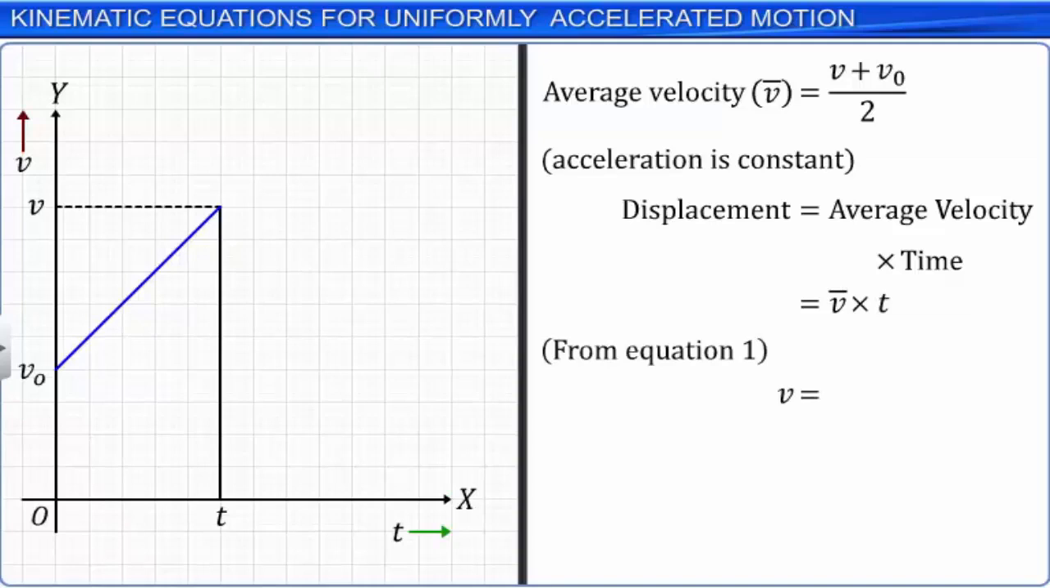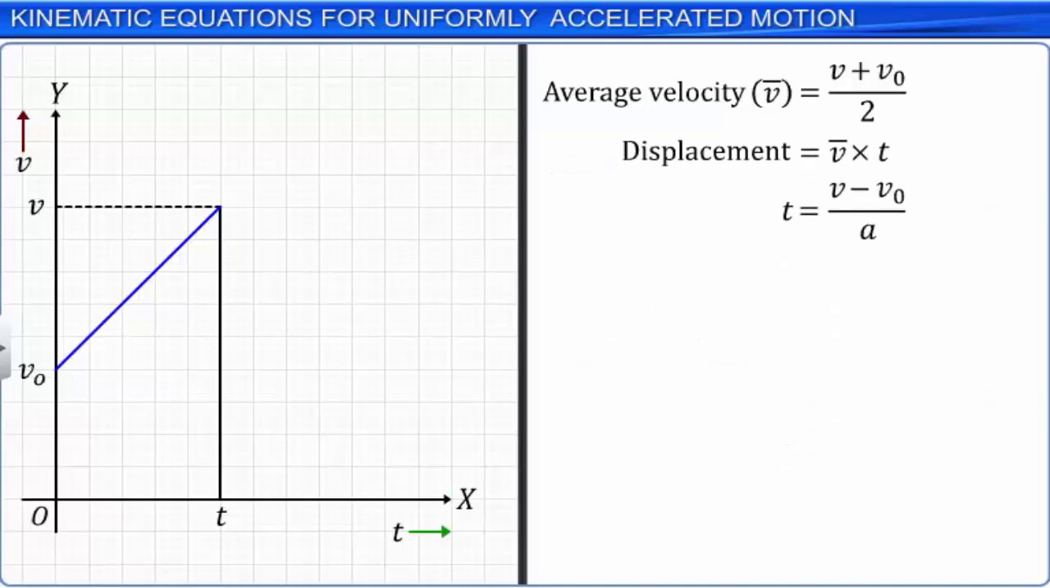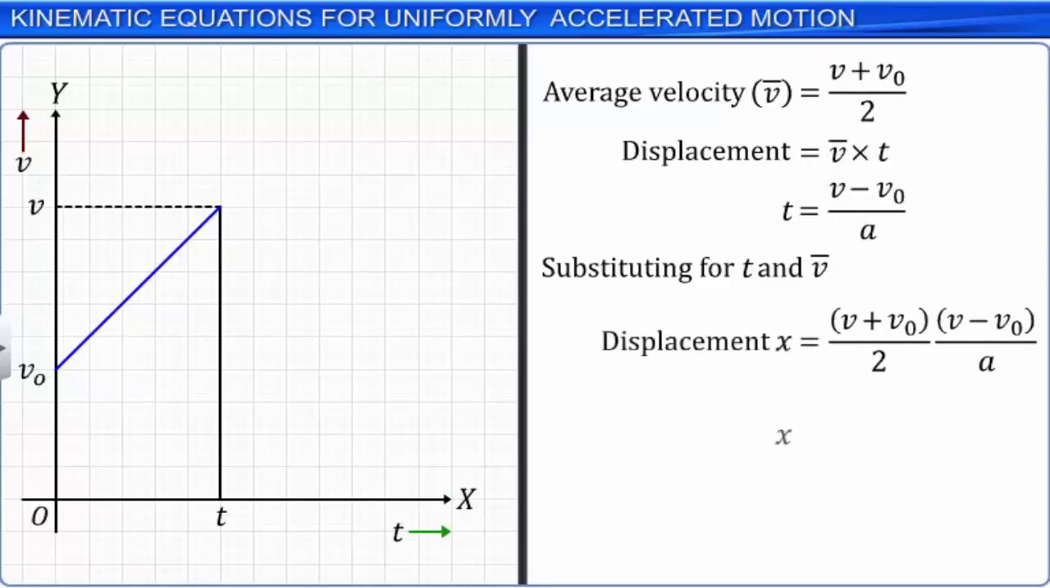Substituting the values of t and v dash in the equation for displacement, we get x equal to the ratio of the difference between v square and v0 square, and twice the value of a. By rearranging the above equation, v square is equal to v0 square plus 2ax. This is equation 3 of motion.